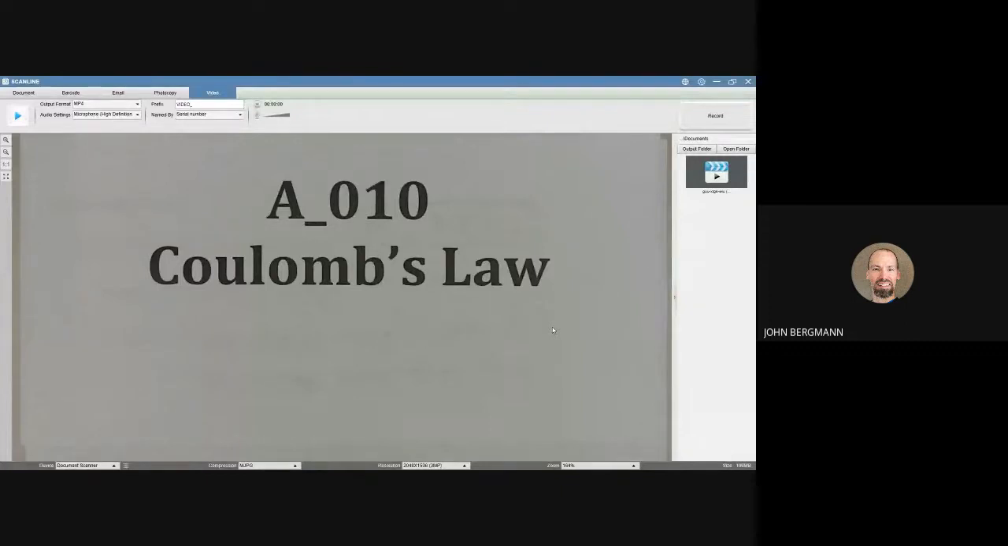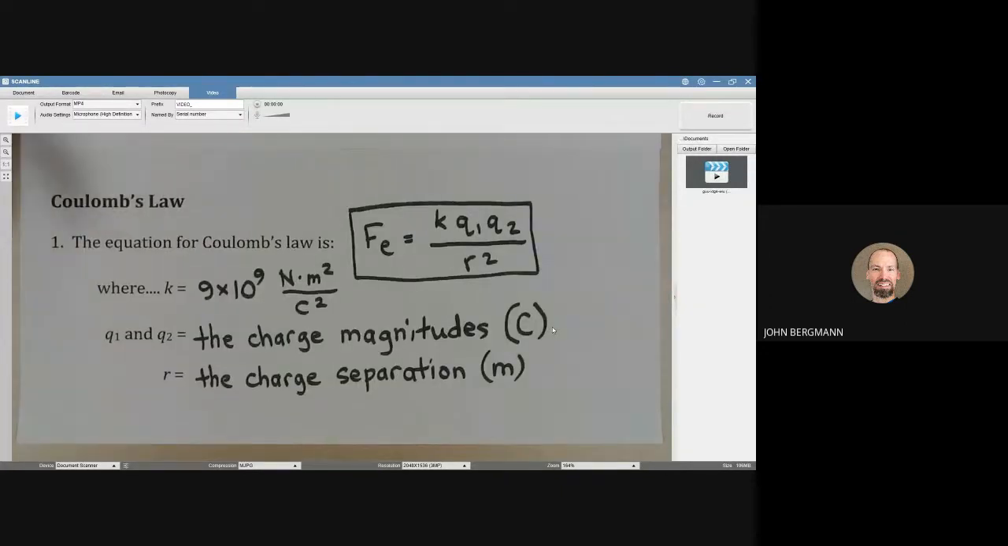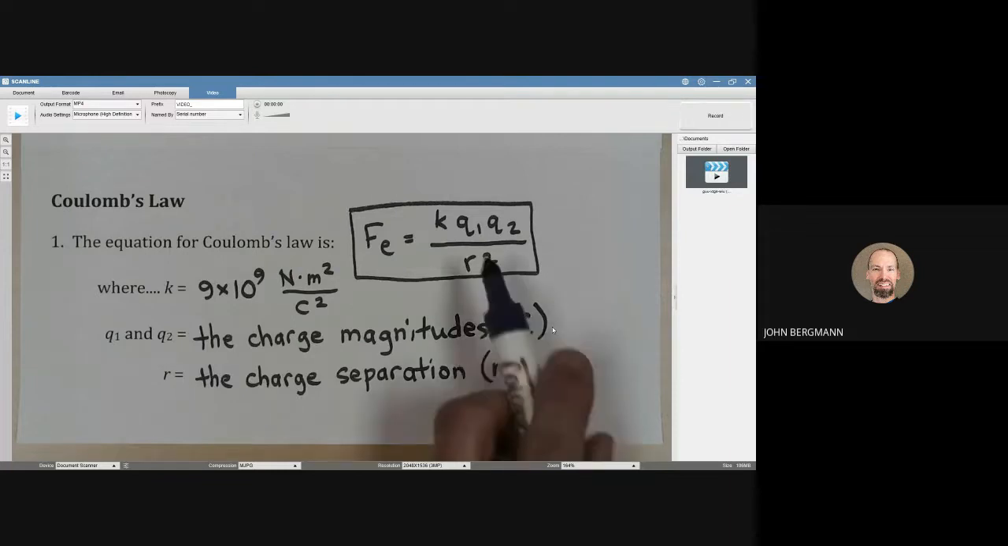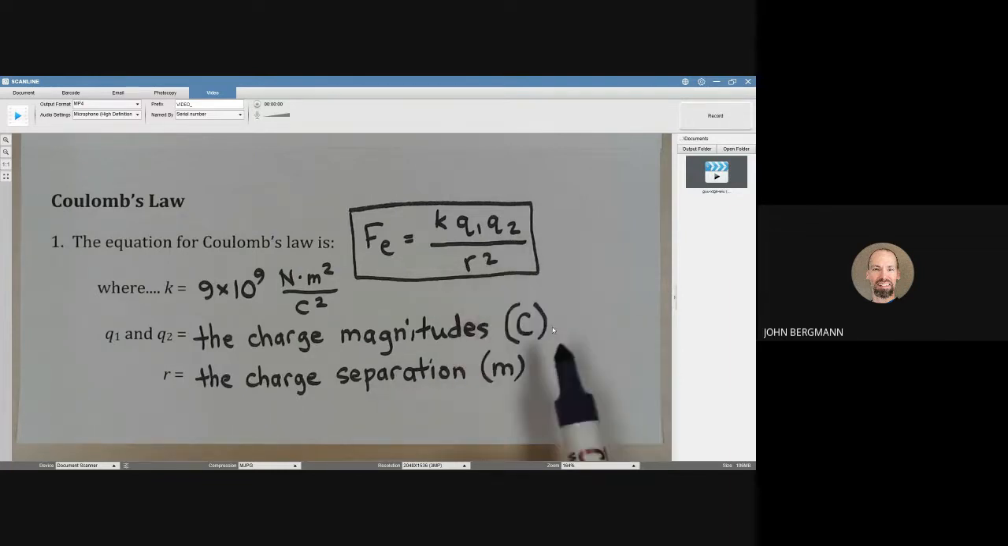This video is on Coulomb's law. Coulomb's law is an equation, and it helps you find what is the electric force in newtons between two charges that are a certain distance apart. The Q's represent charge magnitudes, and the unit, as I've written here, is capital C, which is coulombs.